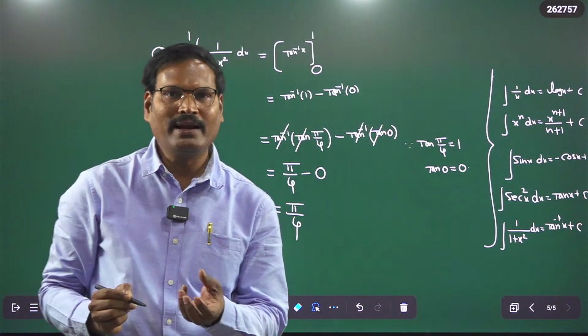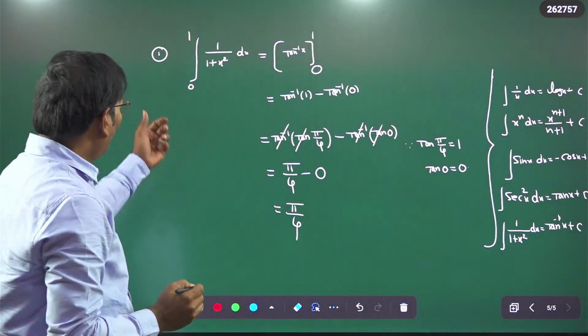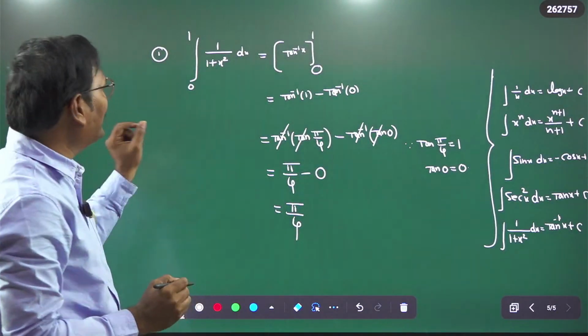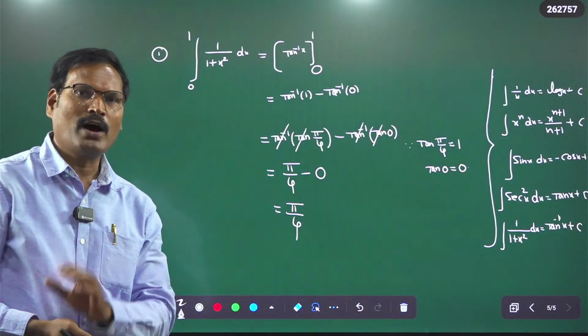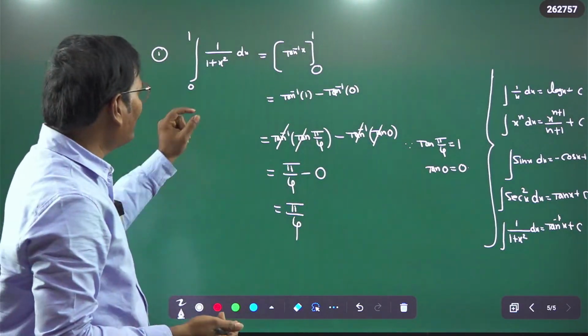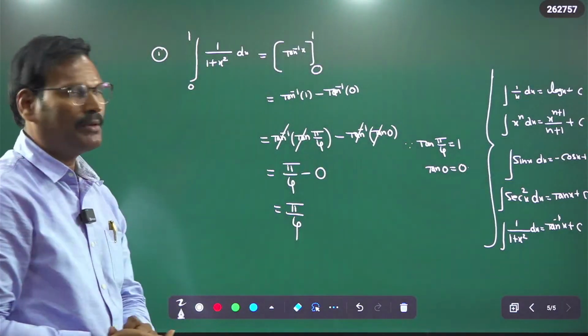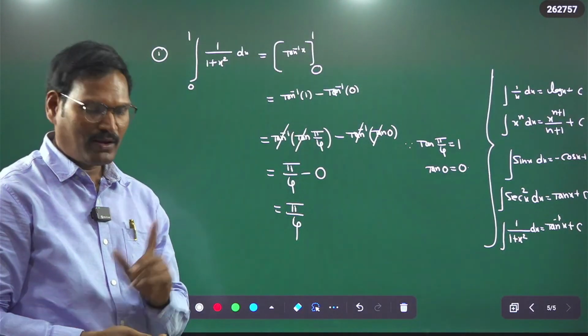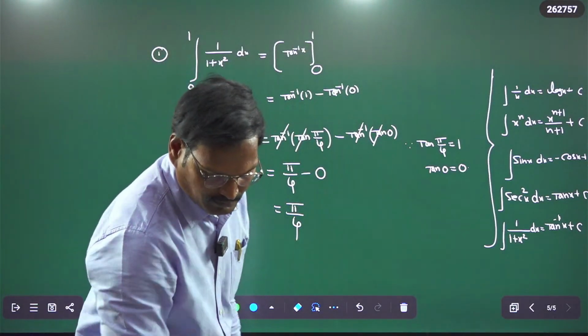This is a simple integration. Here I used the definition of definite integral. What I did here: I have taken the formula of integral 1 by 1 plus x square. After that I substituted the upper limit and the lower limit and I subtracted. So I got the answer. Is it clear? I will do one more small problem.